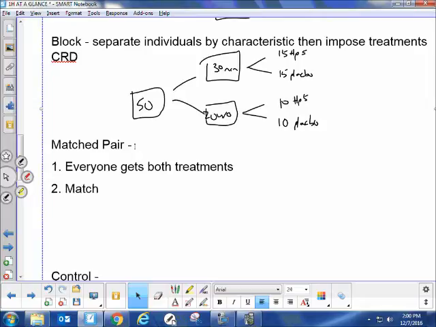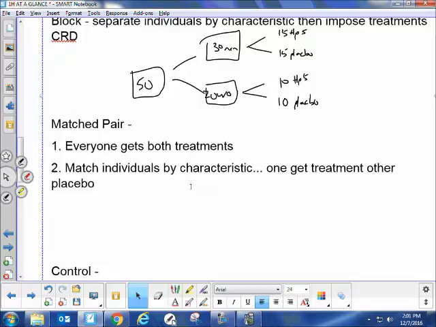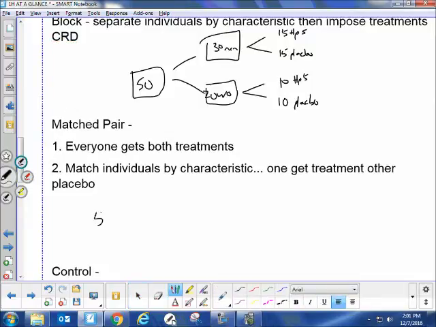Second one is we match our individuals by body type or just some certain characteristics we want to match up our individuals. By characteristics. One's going to get the treatment, the other the placebo. Okay, so those are matched pairs. Either you can take 50 people, we'll take 25 who are going to get HP5 first, and then they're going to get the placebo second.